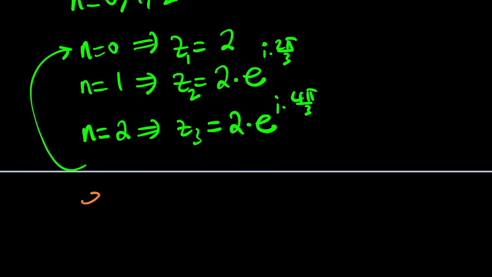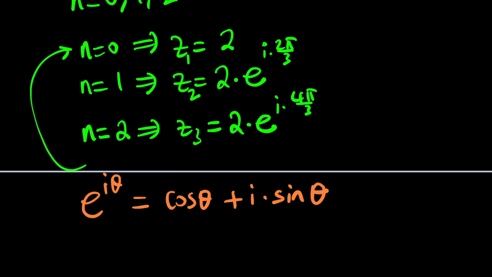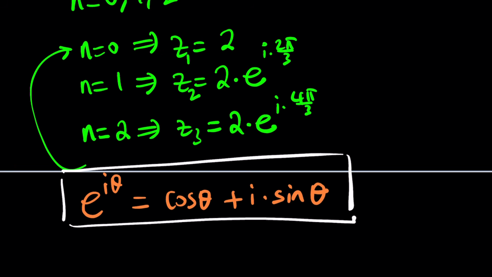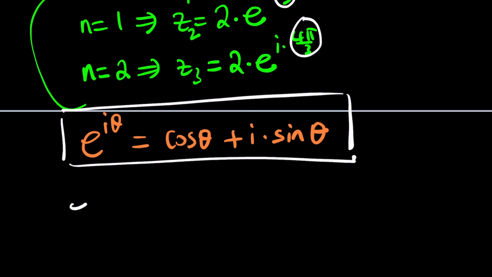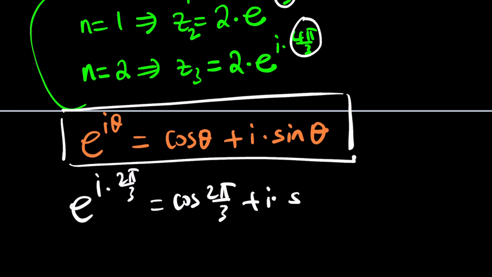So Euler said e to the power i theta, and this is the most beautiful equation that you can ever imagine. There's nothing better than that. So e to the i theta can be written as cosine theta plus i sine theta. Make sure you know this formula, okay, because it's beautiful. Great. Now, what happens if you replace theta with 2 pi over 3 and 4 pi over 3? In other words, e to the power i times 2 pi over 3 becomes cosine 2 pi over 3 plus i times sine 2 pi over 3.